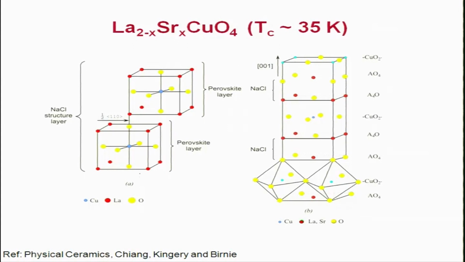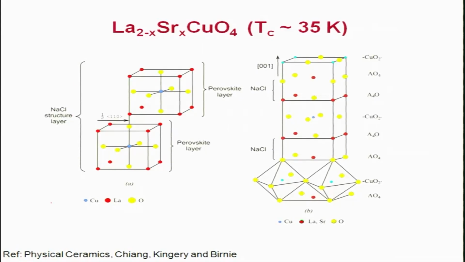So, you can see this perovskite layer, this is the copper atom, this is the lanthanum atom, and this is the oxygen. Copper is a smaller atom, lanthanum is the bigger atom, and it has these zigzag kind of perovskite layers. You have one perovskite layer, another perovskite layer is shifted by half 110 vector. So, it has this one perovskite layer, shift another perovskite layer, and so on and so forth. So, overall if you look at this, together they make a NaCl layer.